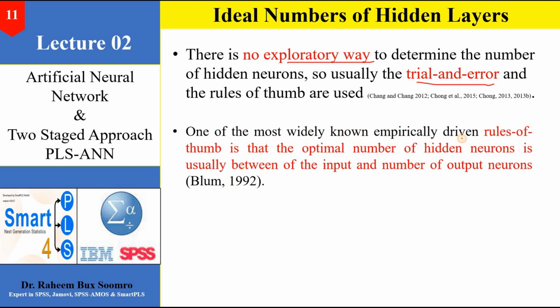One of the most widely known empirically driven rules of thumb is that the optimal number of hidden neurons is usually between the input and the output neurons. There is no scientific rule. The rule of thumb is only that we depend on the number of dependent variables and the number of independent variables. For example, if the dependent variables are two and the independent variables are eight, the range is from 3 to 7. From this range, the hidden layers will be found by the software.